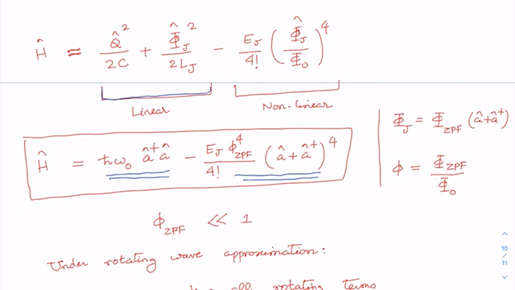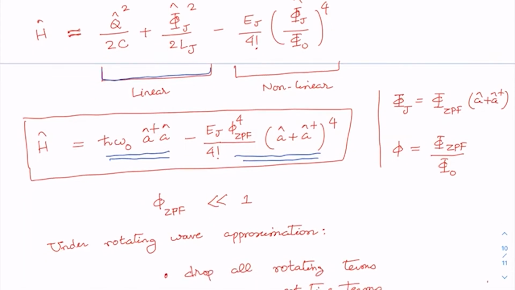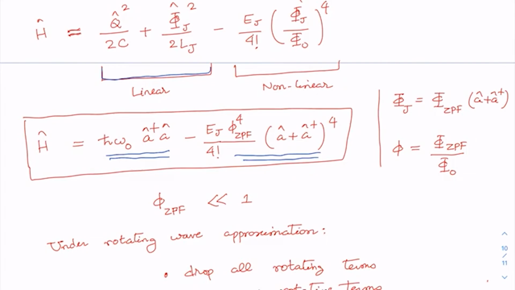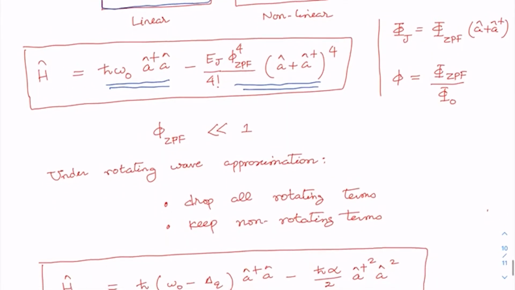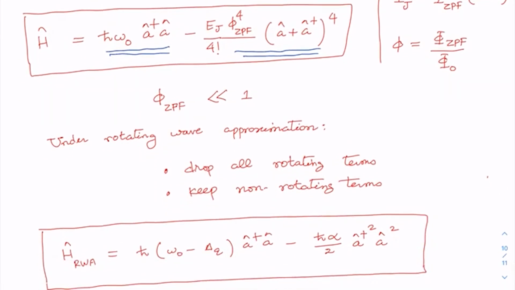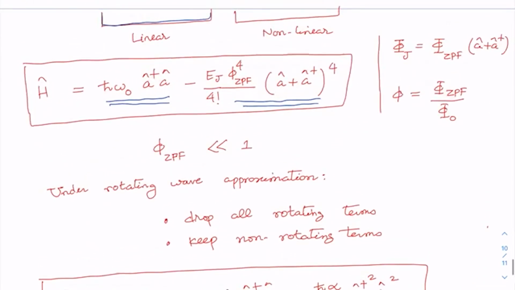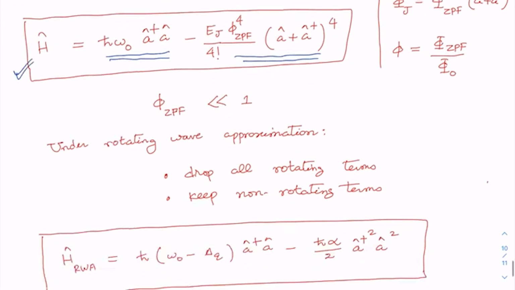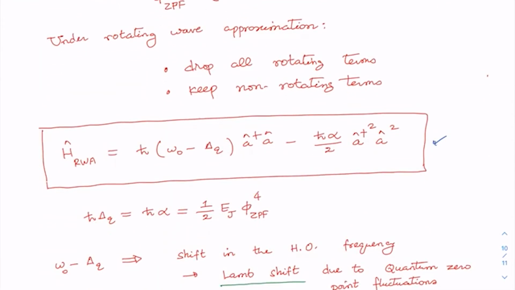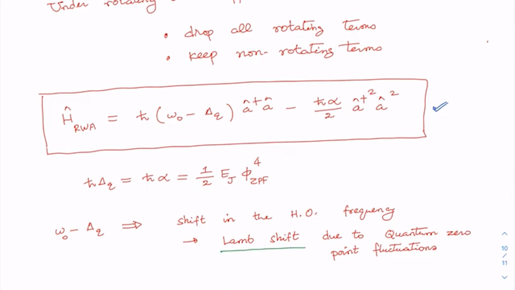Then taking this phi 0 point fluctuation, the reduced quantum zero point fluctuation, to be much smaller, which is a realistic approximation, then under the rotating wave approximation, where we drop all the rotating terms and only keep the non-rotating terms, this particular Hamiltonian can be written in this very simple form, and this is what we are going to discuss today in the initial part of this class.